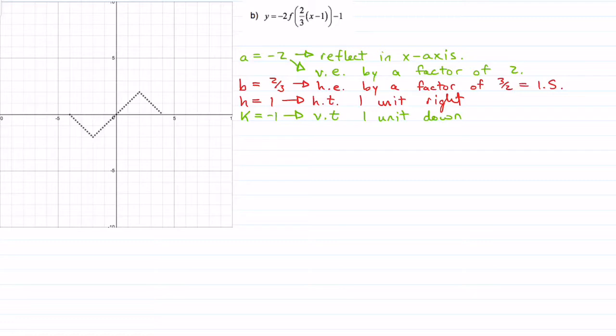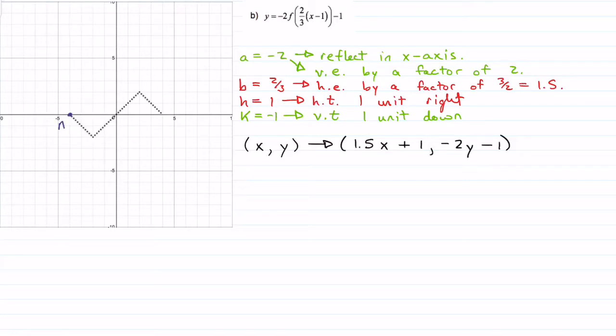So now I'm going to set up my mapping for the x and y coordinates. So first thing, my x value, I need to multiply it by 1.5, and then I'm going to add 1 to that value so that I can move it to the right one. My y value, the a value is negative 2, and that's what we multiply y by. So it's going to be negative 2y, and then we're going to move it down 1, so that's minus 1.